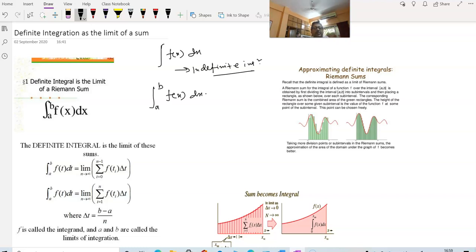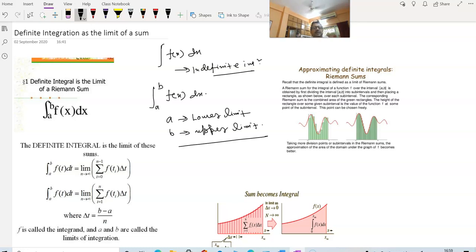When you are finding the integral from a to b of f(x) dx, this a is known as the lower limit, and b is called the upper limit. What is its meaning? Why are you suddenly integrating between the limits?